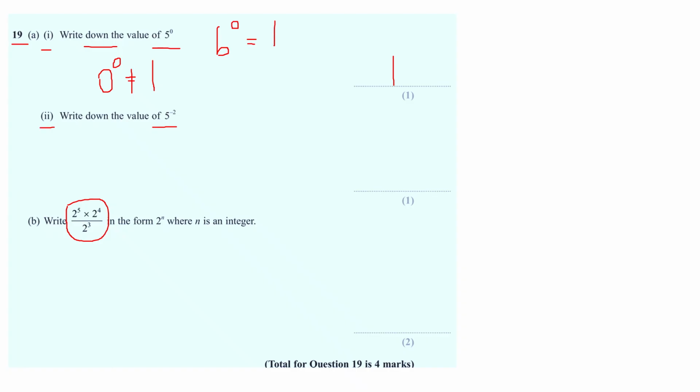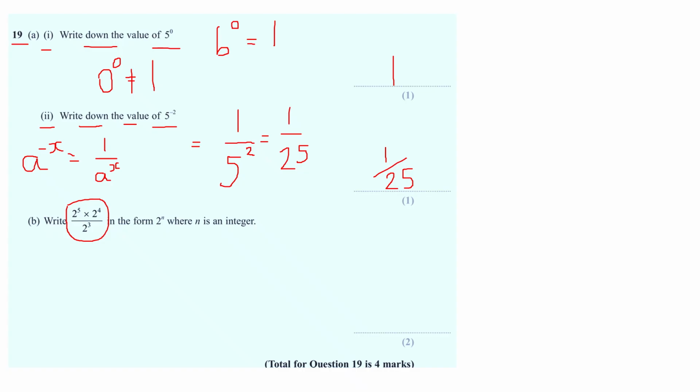Next up, part (ii), write down the value of 5 to the power of minus 2, or negative 2. So negative makes it 1 over, so it's 1 over 5 to the power of 2. 5 to the power of 2, guys, means 5 squared. So we have 1 over 5 times 5, which is 25. So we have 1 over 25, or 1/25, as my answer. So the negative power here in general makes it 1 over whatever it otherwise would have been. So it's 1 over a to the power of x.